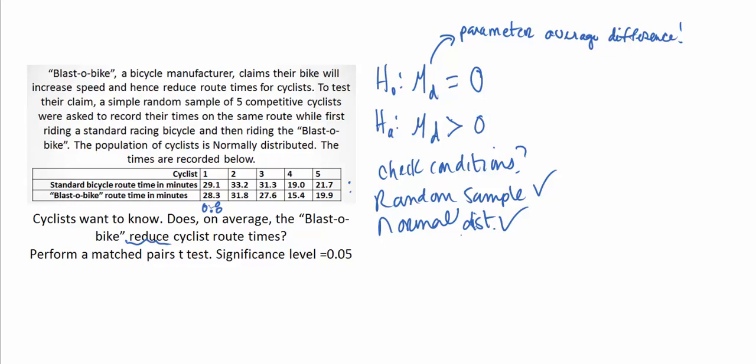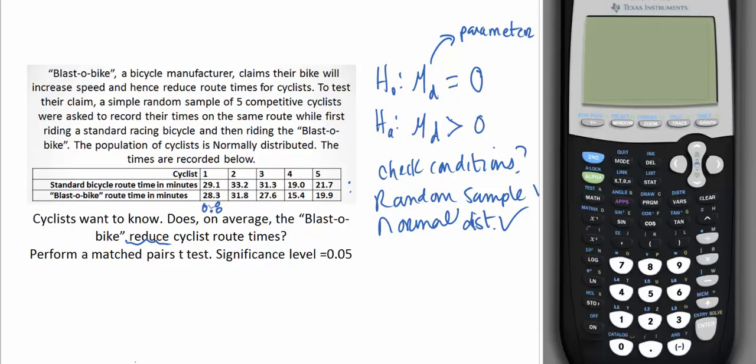So the next step is to calculate our t-test statistic. We're going to do this using the TI84. So let's go to our TI84, and the first step is to put in the list of data. We have 2 lists. We have L1, which is the standard bicycle route times for the 5 cyclists. So 29.1 is cyclist 1, 33.2 is cyclist 2, and so on. Then in L2, we'll put in the Blastobike route times. From here, we will take the difference between the 2 lists. We could do this by hand, or we can do it using our calculator a little bit quicker.